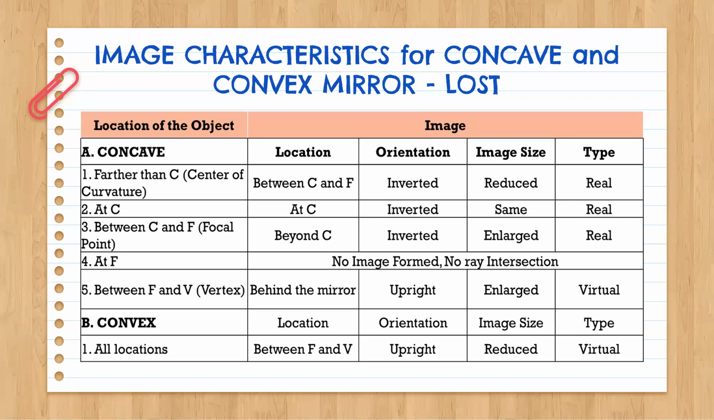As for convex, wherever you place your object, the answer will always be the same. The location in a convex mirror will always be between F and V. It will be upright. The image will be smaller and it is always virtual.